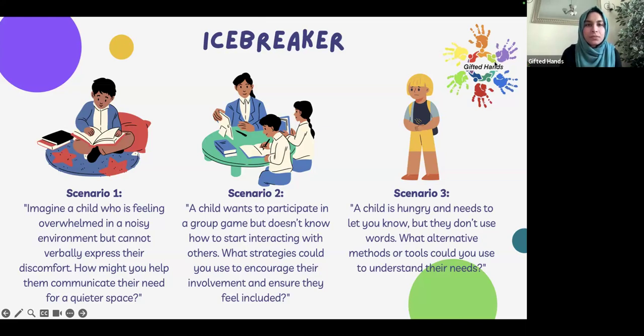Thank you. So I chose scenario one. Imagine a child who is feeling overwhelmed in a noisy environment but cannot verbally express their discomfort. For this child, the child needs visual aids to communicate. So I will use visual aids like maybe a feelings chart, emotion chart, or cards to communicate with the child, to choose what the child needs for a quiet time. Another thing I will do is to follow non-verbal cues, for example hand gestures and body language, and I can also use alternative communication methods like sign language, or provide options for a quiet corner in the noisy classroom. Okay. Yes. Thank you.